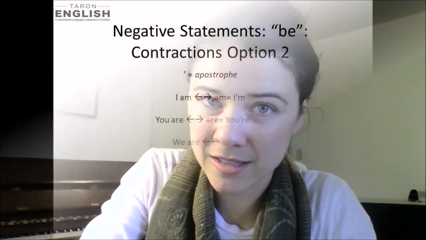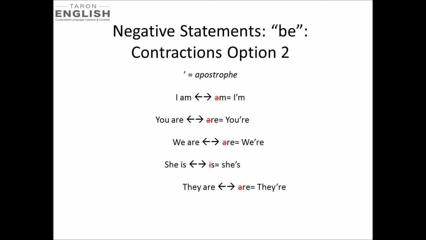Your next option for a contraction comes at the beginning of the sentence. Let's take a look. In this scenario, the apostrophe replaces the vowel A or I. So you can use this in the first person. I am becomes I'm. You are becomes you're. We are becomes we're. She is becomes she's. They are becomes they're.